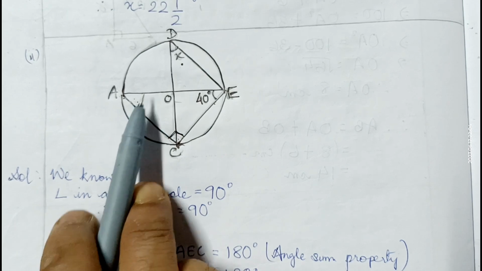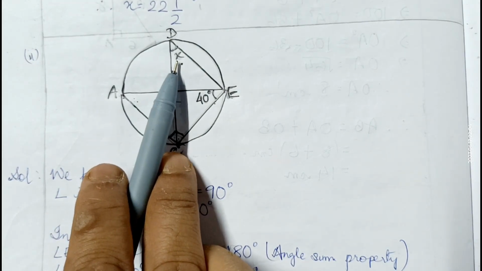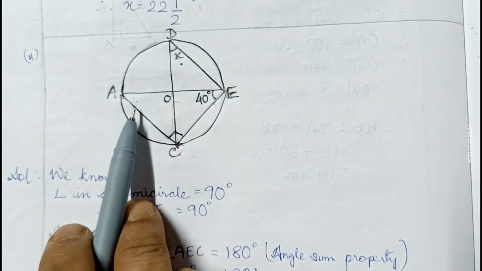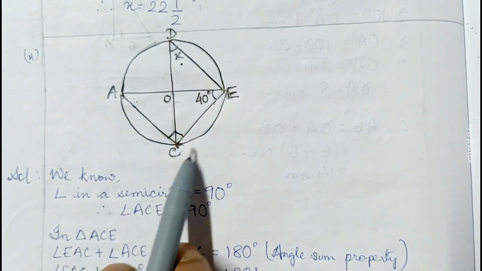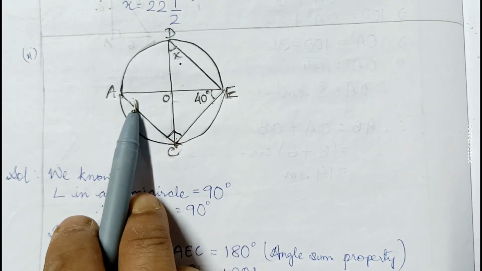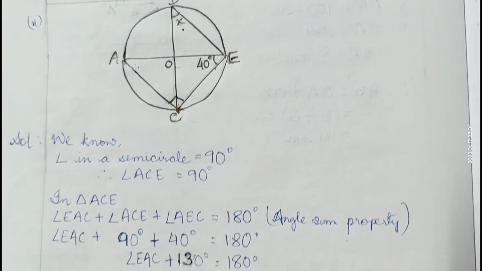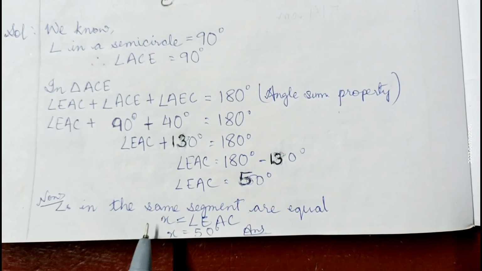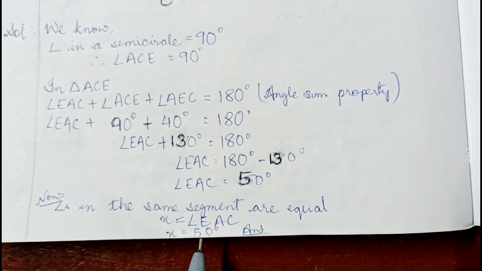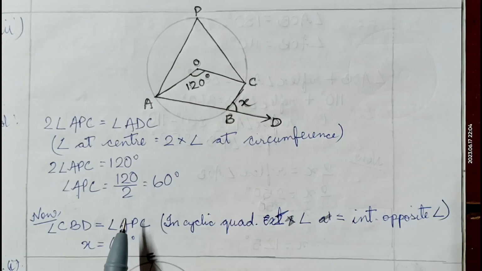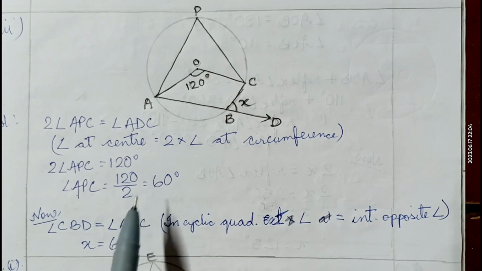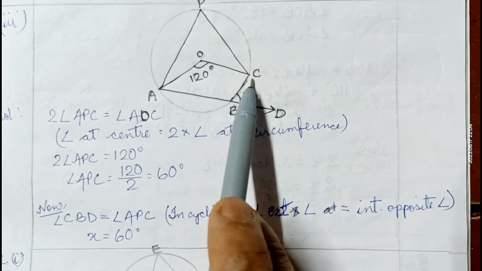Since this is 50, this also will be 50 because we know angles in the same segment are equal. They are in the same segment CE. So if this one is 50, this also must be 50. Therefore x equal to angle EAC. Since we got EAC 50, that means x also will be equal to 50 degree. And that's the answer.